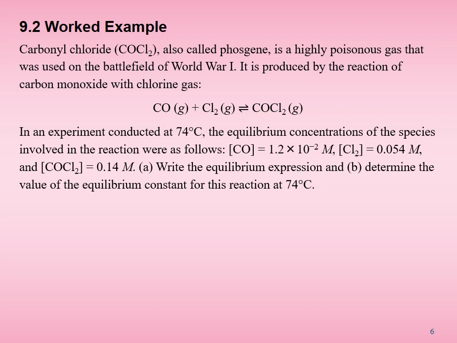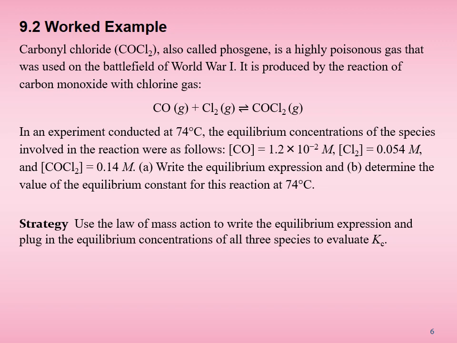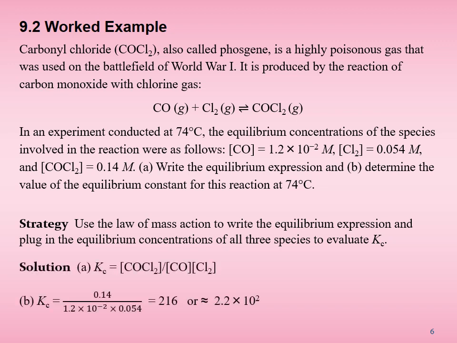A. Write the equilibrium expression, and B. Determine the value of the equilibrium constant for this reaction at 74 degrees Celsius. How do we answer this question? Use the law of mass action to write the equilibrium expression and plug in the equilibrium concentrations of all three species to evaluate Kc. Kc is a fraction where the numerator is the concentration of phosgene and the denominator is the concentration of carbon monoxide times the concentration of molecular chlorine. B. After plugging in the values given, use a calculator to obtain the final answer of 216.